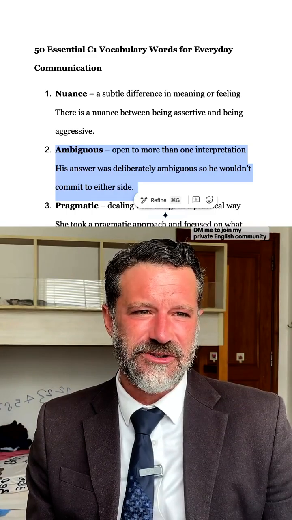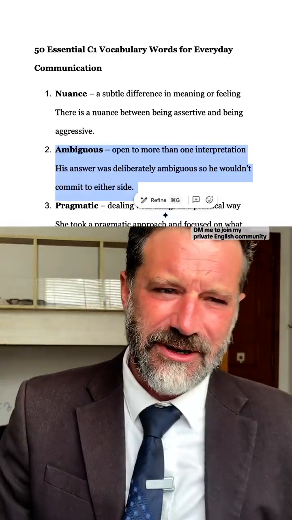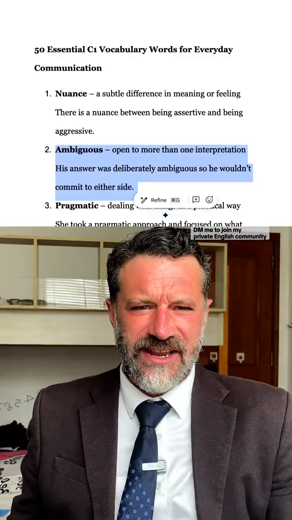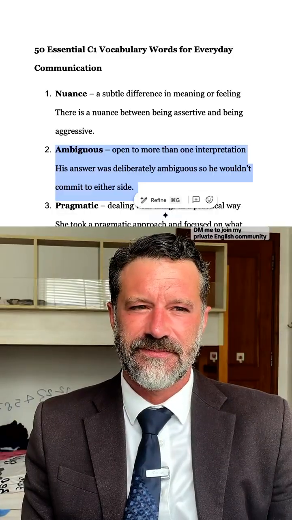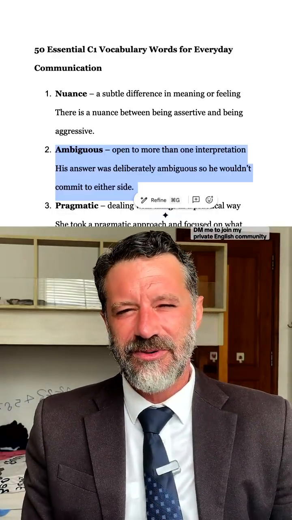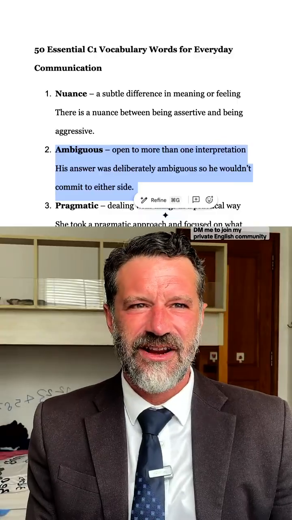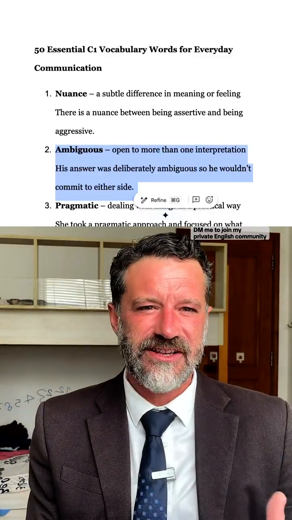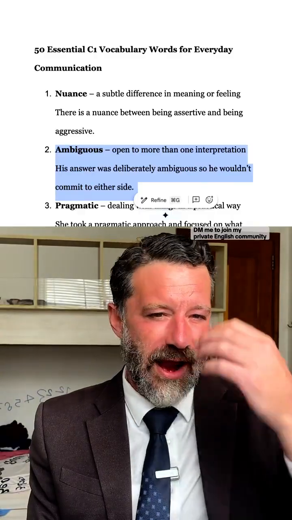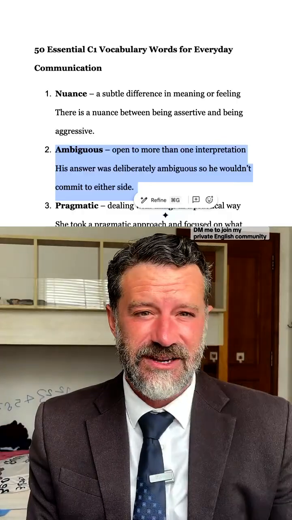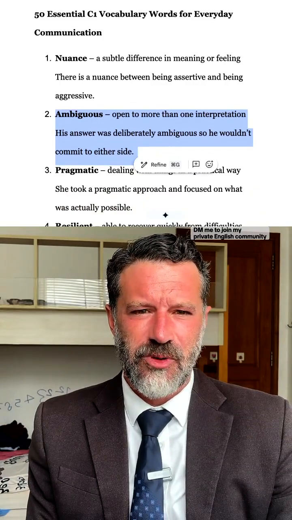Gabs says, what's the difference between ambiguous and vague? They're very similar. Maybe they're interchangeable. His answer was deliberately vague, so he wouldn't commit to either side. Vague also pretty much means the same thing. Uncertain, unclear, not committed to one side or the other. His answer was vague. It was ambiguous. We're not sure how he feels because his answer was unclear. Good job pointing that out, Gabs.